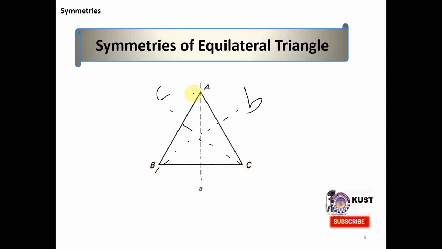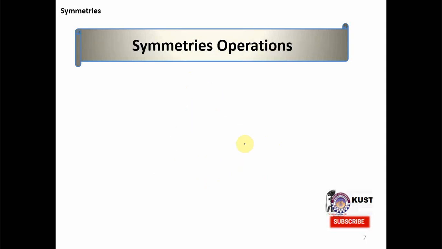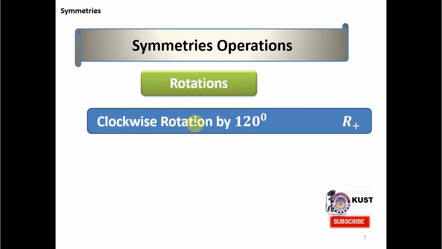But since these are just labels, not exact points, you can relabel again as A, B, C, and we will not be able to differentiate between the initial configuration and the final configuration of this equilateral triangle. Therefore, we say that rotating by 120 degrees is a symmetry operation, and let's call it R plus. So this is R plus and it is a symmetry operation.